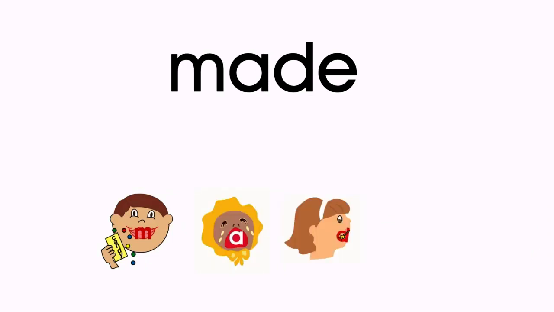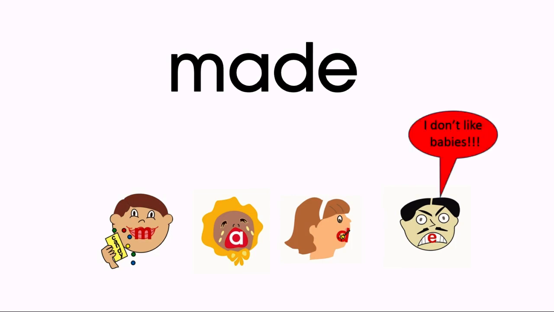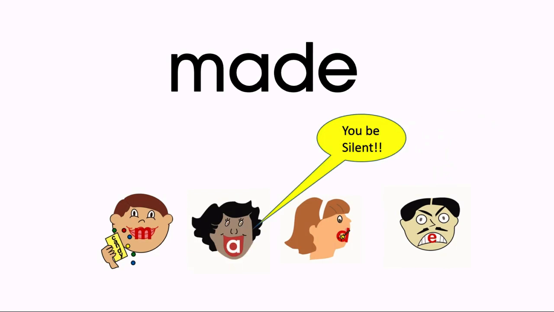We've got mad and then an E. And he looks grumpy. Oh no, there's a baby in my word. I don't like babies. They cry, they spit up carrots. I can't stand babies. Would your mom let him do that to you? No, mom's going to come in and she's going to say, Mr. E, you be silent. But then she has to make the sound. Made.